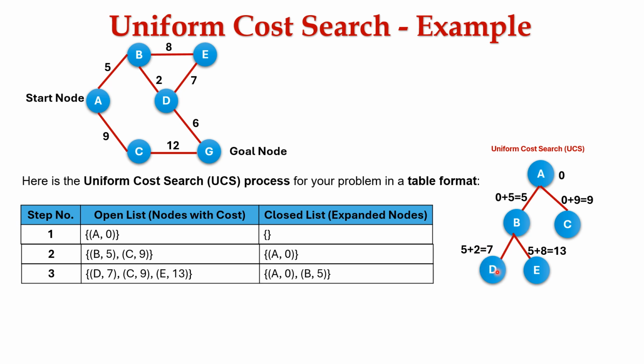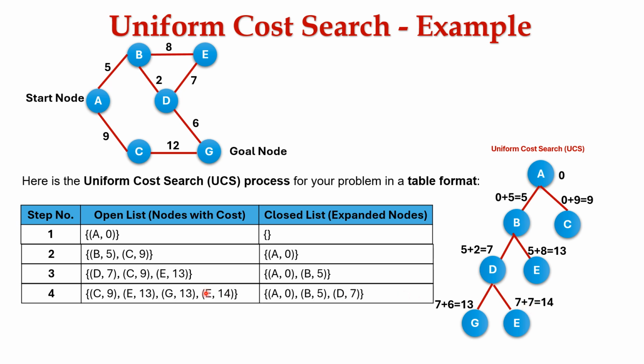If we expand it from node D to node G, that is 6 plus 7 is 13. Similarly, if we expand the node D to E, the cost is 7 plus 7. That is, already we have cost 7 for node D, and to reach E from D, the cost is 7. So 7 plus 7 is 14. The same can be updated in our table, where the neighboring nodes G and E are added to the open list in ascending order based on the cost. Now we can move this node D to the closed list since it has been expanded.